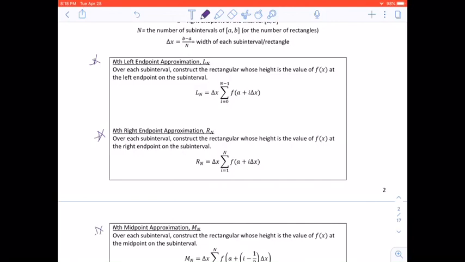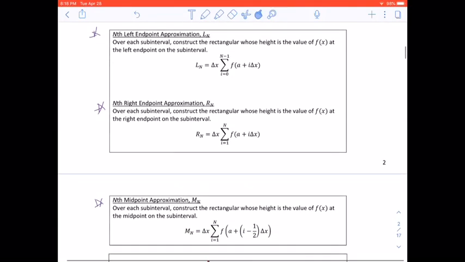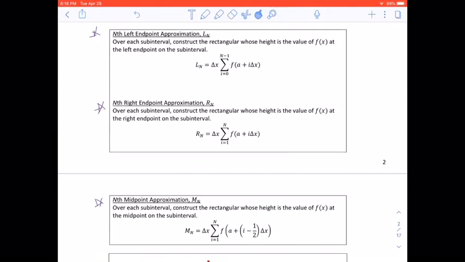You'll notice that we have 3 different definitions on here. The first one is going to be the nth left endpoint approximation. And so I'll take some time to look that over. And then we have the nth right endpoint approximation. And then the next one is the nth midpoint approximation. And we did an example of all of these. Notice that we do use L sub n, R sub n, and M sub n.